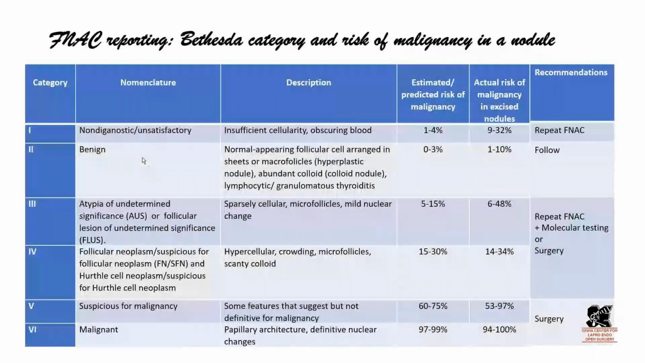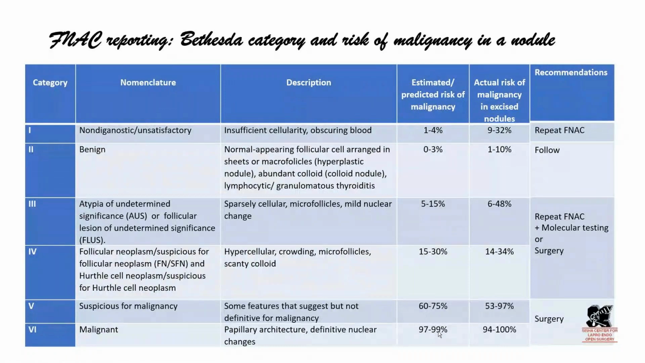And this is the Bethesda category and risk of malignancy in a nodule. Again, there are 6 categories, and you start from the non-diagnostic and go up to the malignant, right? Now, the description, I'm not going to go into the details of that. You can look this up. But what is important is the predicted risk of malignancy based on an FNAC. And you go right from 1.4% to category 6, where you have an incidence of 99% reported malignancy, right? Actual risk in excised nodules is almost 94 to 100%.